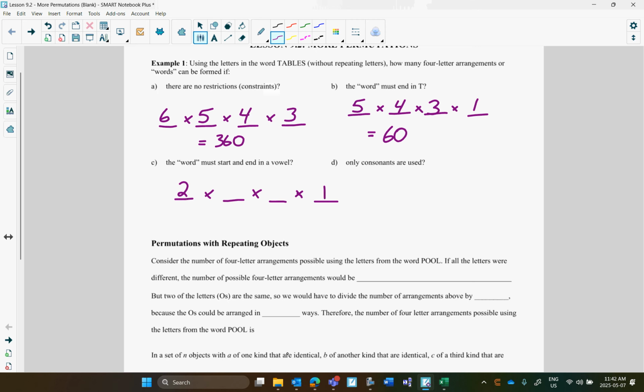Right? It has to begin and end in a vowel. So for this one, I could use an A or E, but then once I choose one of them, there's only one left for this position. Now, the 2 vowels are gone out of the 6 letters. How many could go here? 4, good. 24 ways.